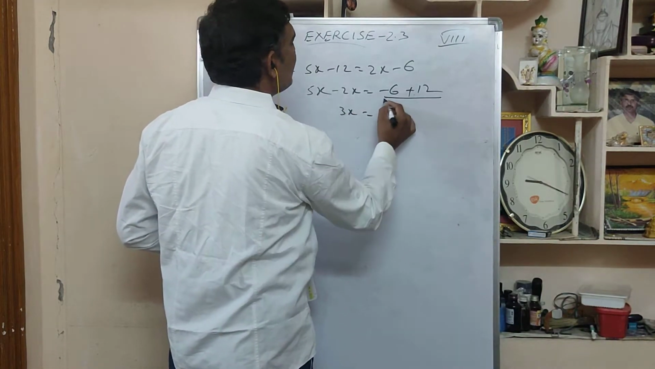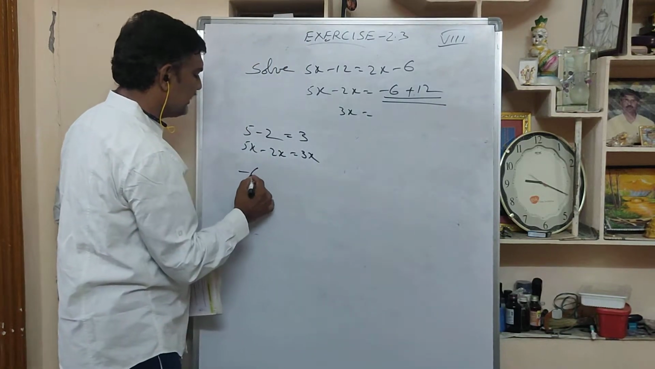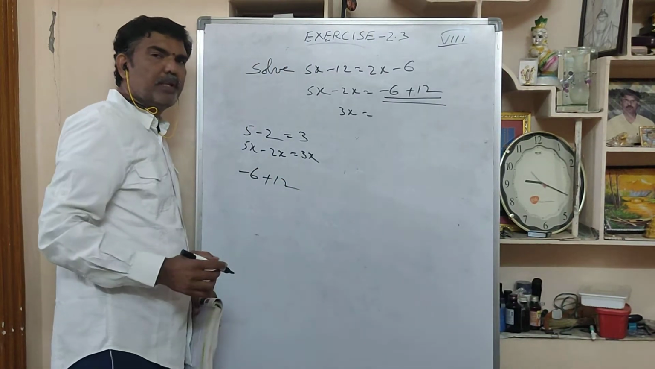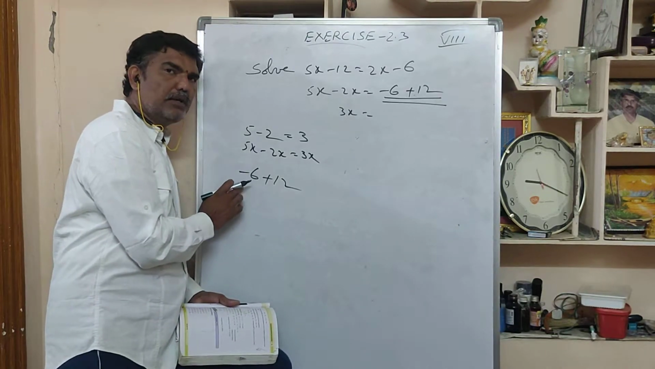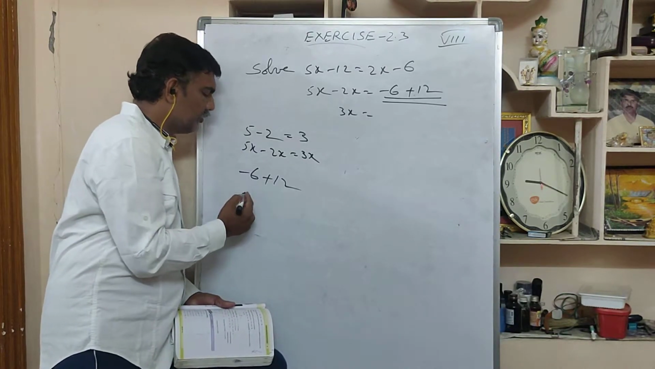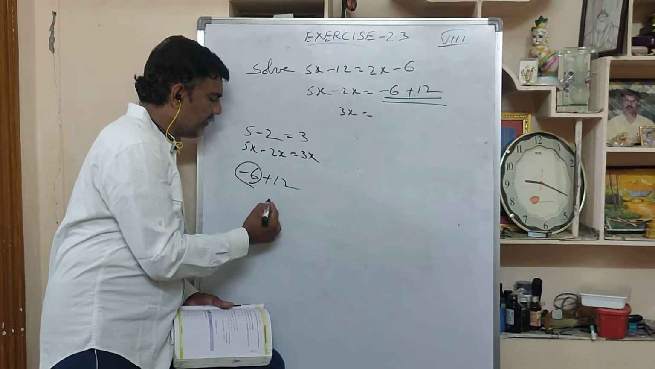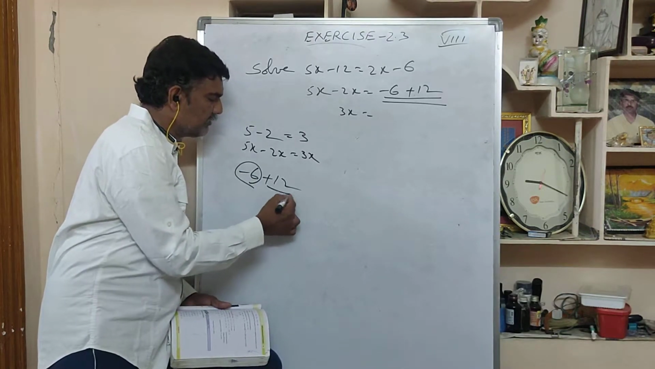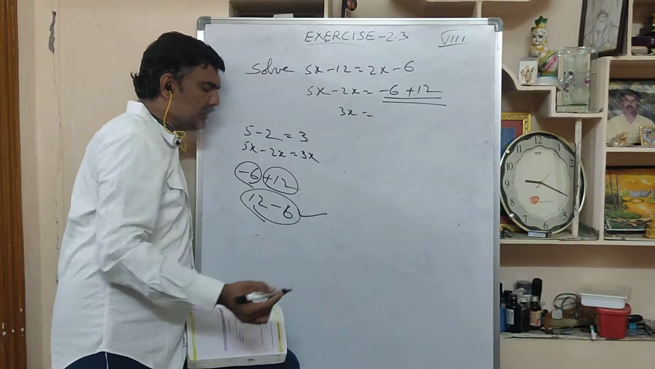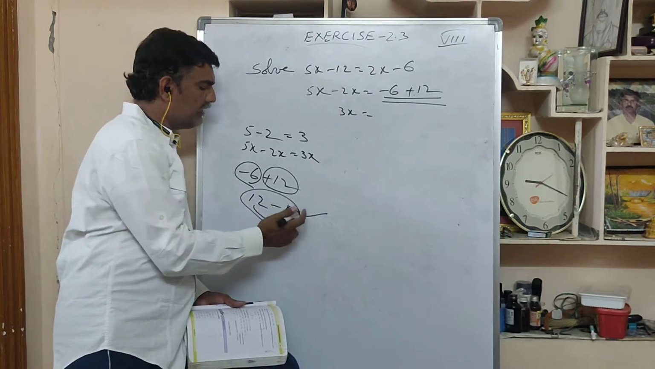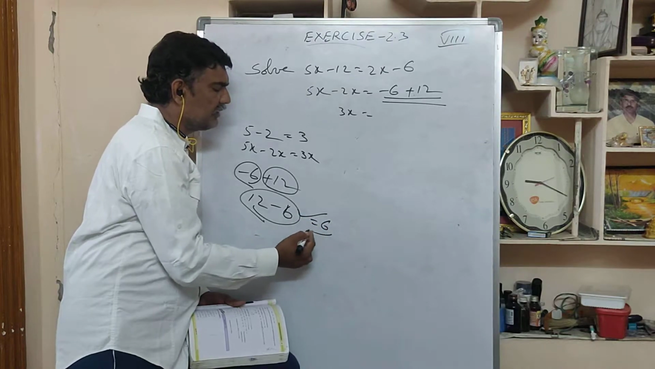Here, minus 6 plus 12, minus 6 plus 12. Some students will feel this is very difficult, but it's not difficult, it's very easy. This minus 6 I am writing here, this plus 12 I am writing in front. Now students will say it is very easy: 12 minus 6, they will say the answer is 6.